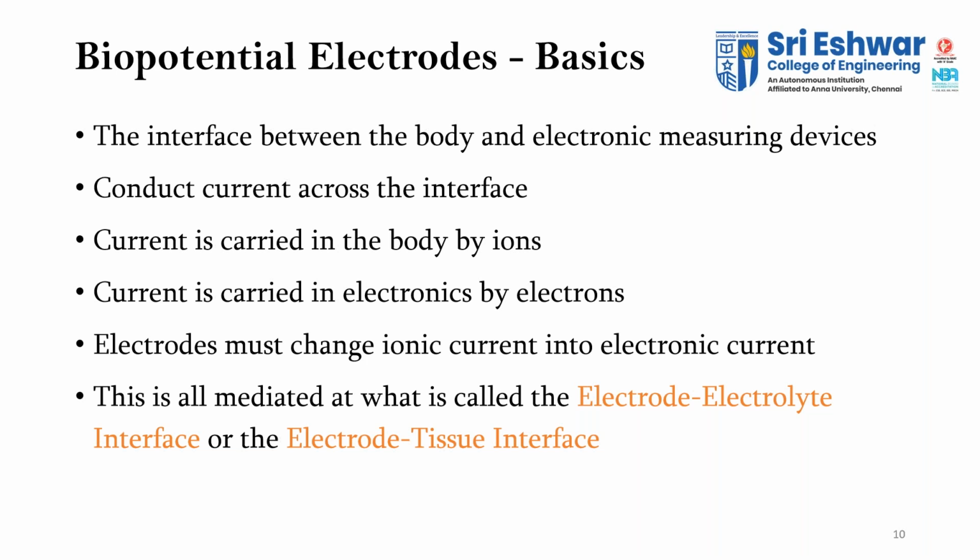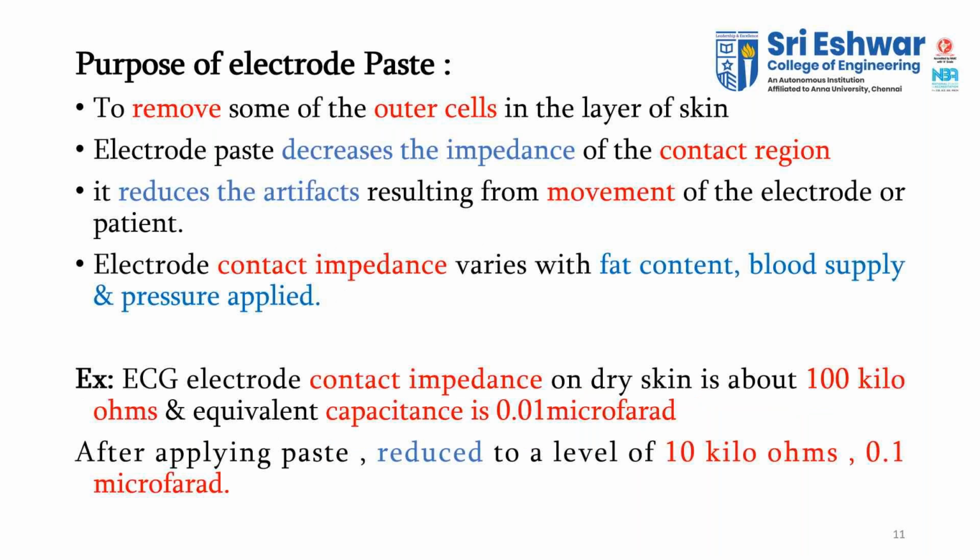Okay, this is simple basic concepts. And next is the purpose of electrode paste. As I told you earlier, there should be some lubrication between the electrode and the skin surface, to remove some of the outer cells in the layer of the skin. We have some dry skin and dead cells present in the outer layer of the organ, so we remove those using this electrode paste. We get more connection and more contact region by using this electrode paste.